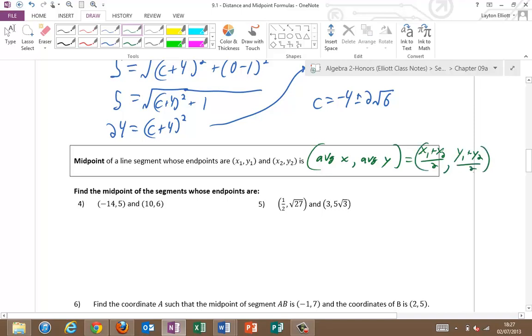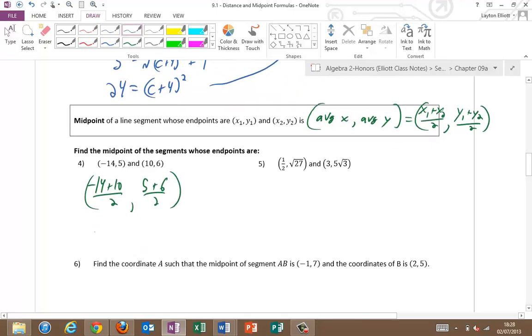The midpoint of the segments, we have negative 14 plus 10. So I get, let's see, negative 14 plus 10 over 2. And then I have 5 plus 6 over 2. Negative 14 plus 10 over 2 is negative 2. 5 plus 10 over 2 is 11 over 2. So there's the midpoint of that one.